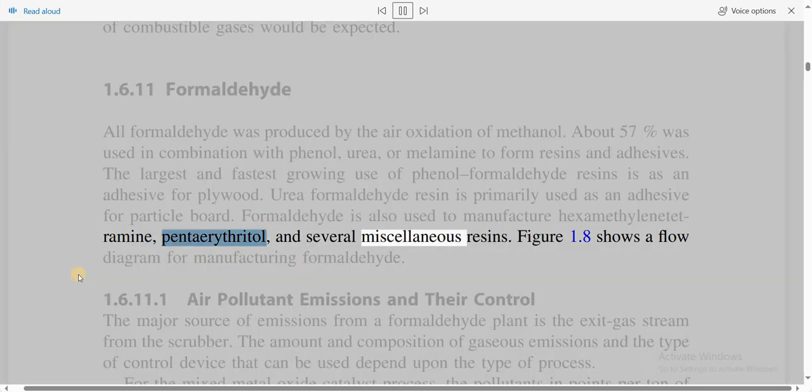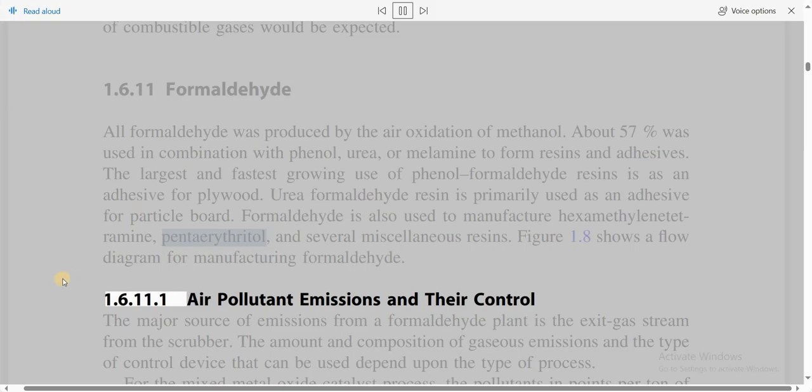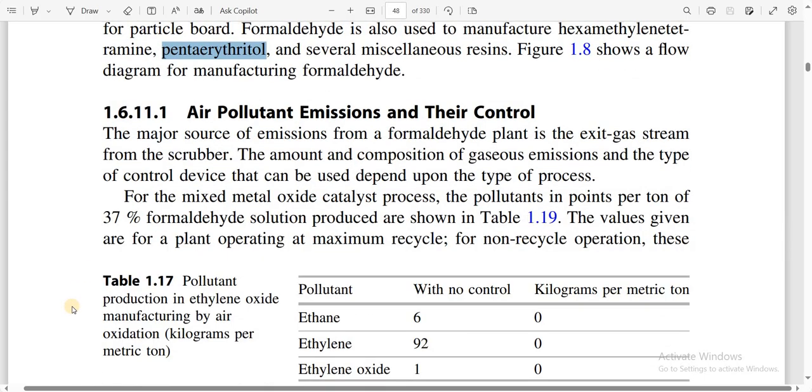Pentaerythritol and several miscellaneous resins. Figure 1.8 shows a flow diagram for manufacturing formaldehyde. 1.6.11 air pollutant emissions.